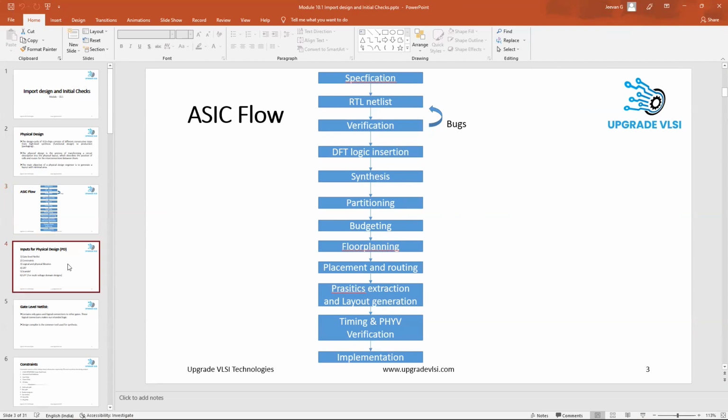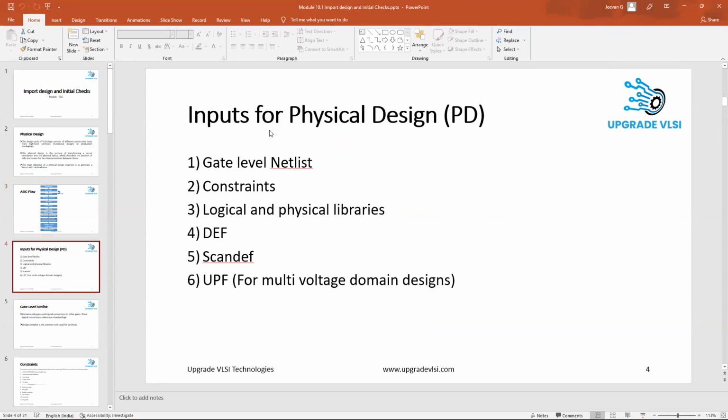Next, let's see what the inputs for physical design are, what is really required for physical design and how we are going to get it. See, the gate level netlist. From which stage are we going to get the gate level netlist, Pandey? Synthesis. Cool. So in synthesis, what are we going to perform? Just a one word answer.